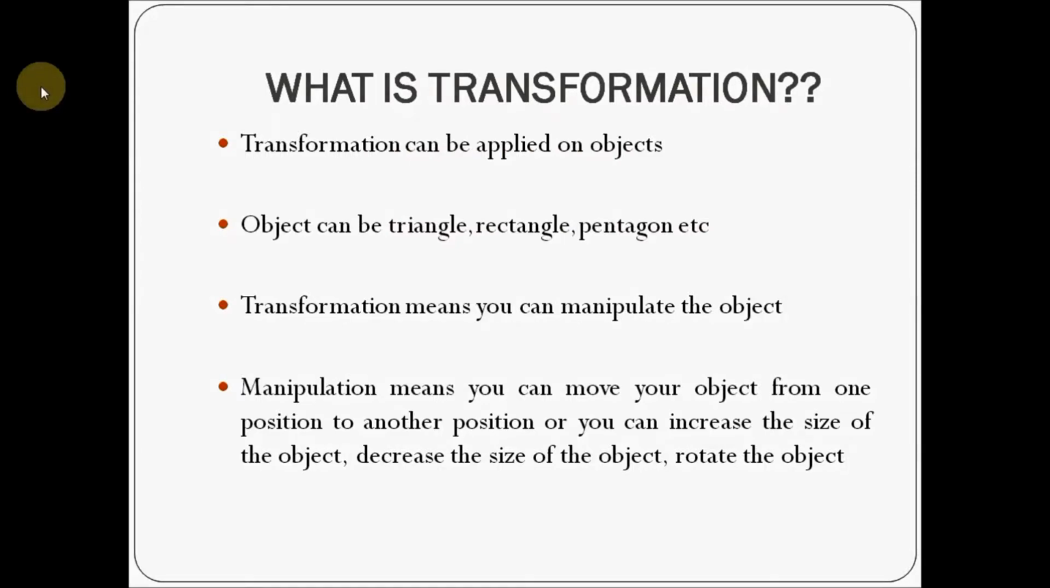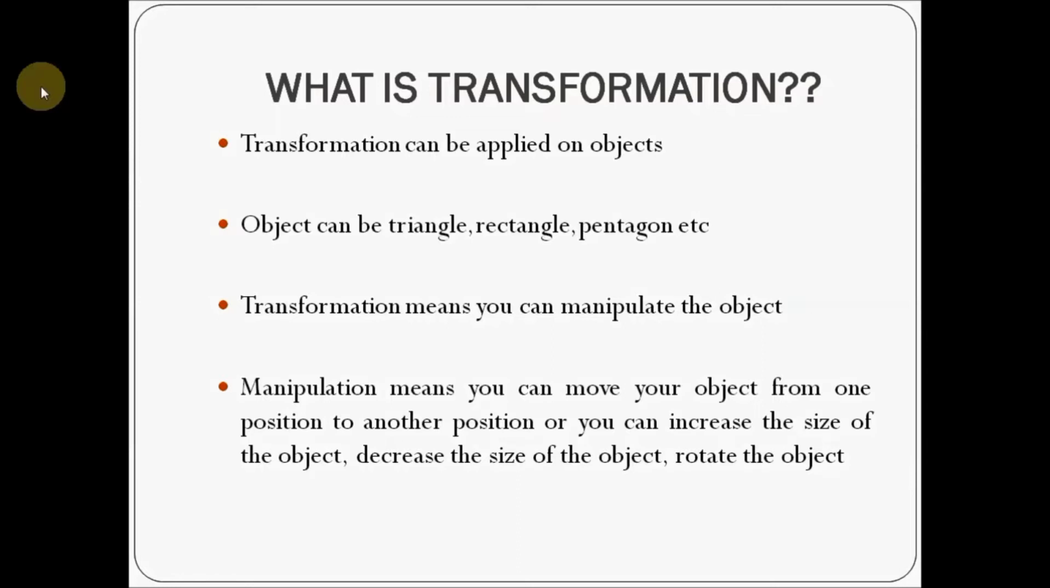Before understanding 2D transformations, we need to know what a transformation is first. The first thing you need to know here is that transformation can be applied to objects. Our object can be a triangle, rectangle, pentagon, etc. You can take any object. The transformation can be applied to that object. So far you know that transformation can be applied to objects, and my objects can be triangle, rectangle, pentagon, etc.